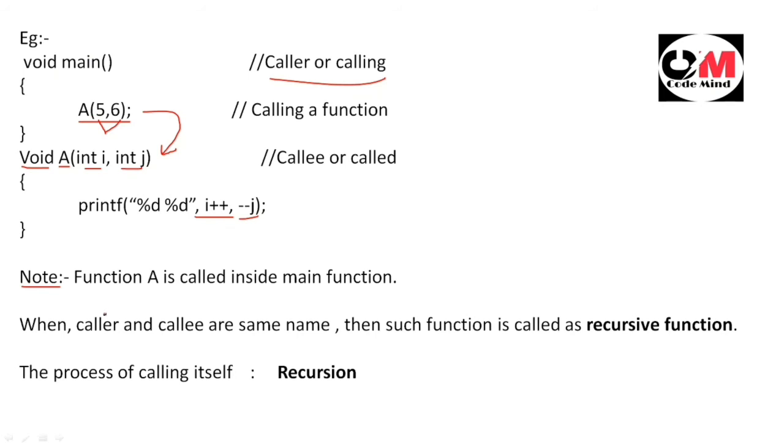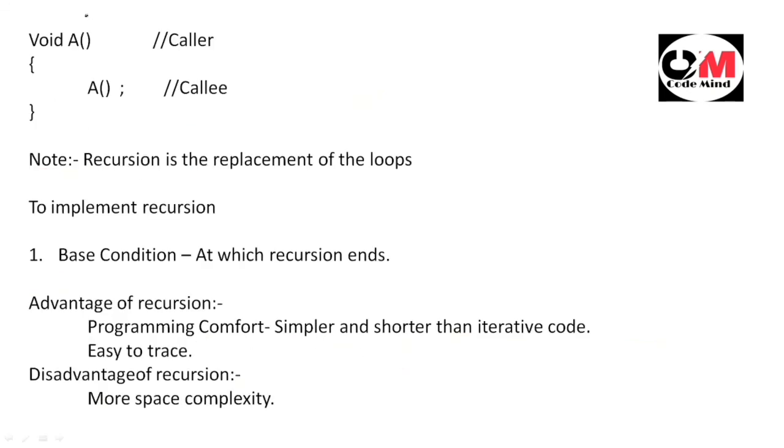So now we will come to recursion. When the caller and callee have the same name, then such a function is called a recursive function, and the process of calling itself is called recursion. For example, void a. This is the function name, void is the return type, and this is a. So when both the caller and the callee have the same name, it is called recursion, and a function calling itself is called recursion.